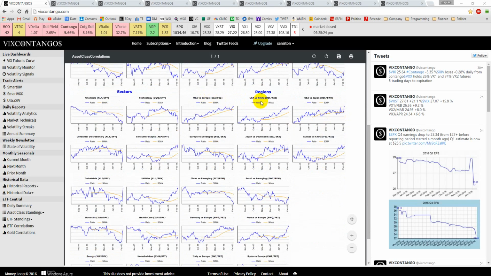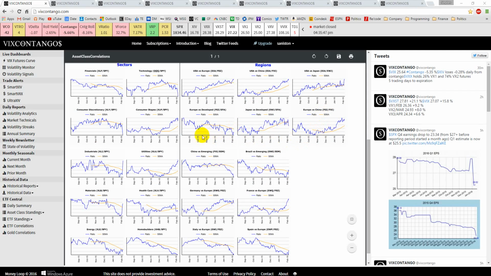And further below, we have regional comparison, which is the USA versus various regions or countries. In this case, you can see USA versus Europe, USA versus China correlation, USA versus Japan. You can see how the US is doing better against Europe, against China, against Japan. So most of the money is going into the United States. Then you have some other correlations: Europe versus developed, Japan versus developed, Europe versus China. So money is going into Europe.